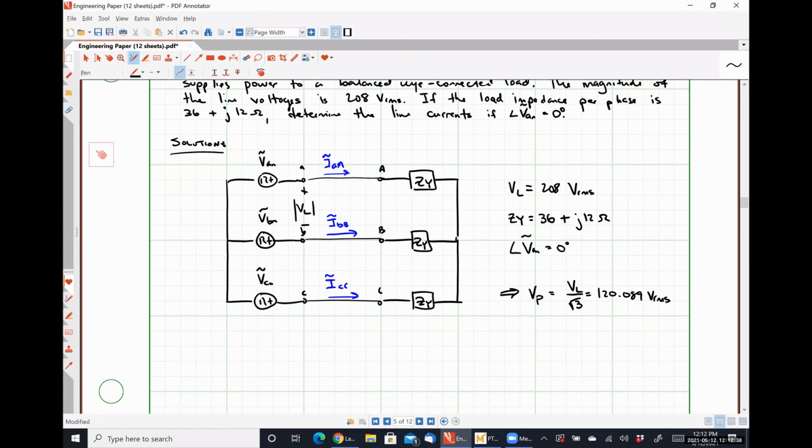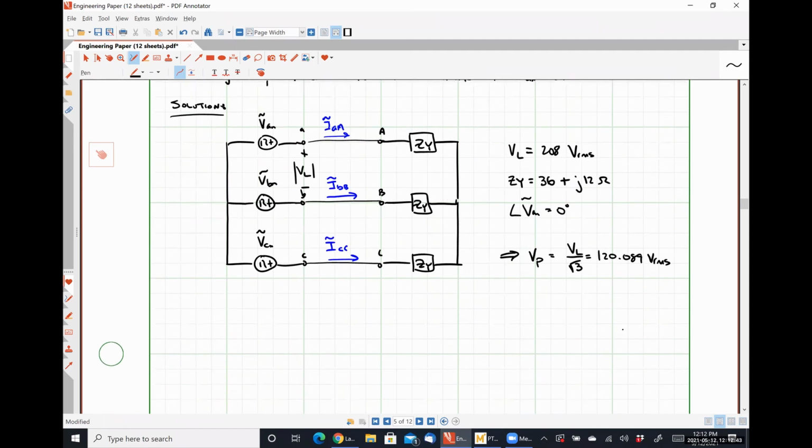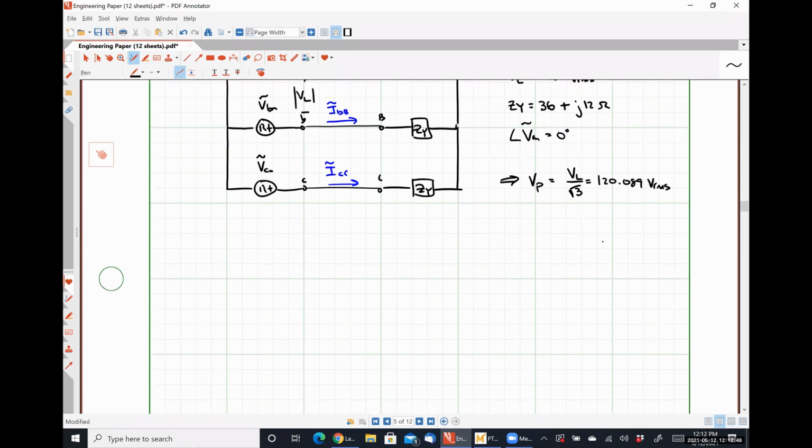All right, so circling back around to this problem, which we have less than 3 minutes to finish now. We can now construct our single phase equivalent circuit. So here is A, here is VAN, here is N, here is Z wire, which we know to be 0. Here is ZY. This is capital A, this is capital N.